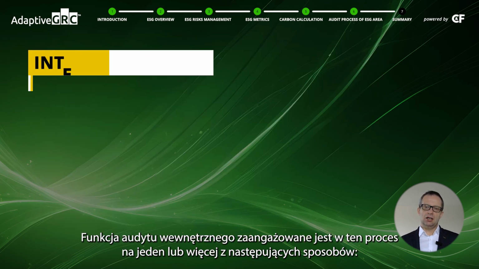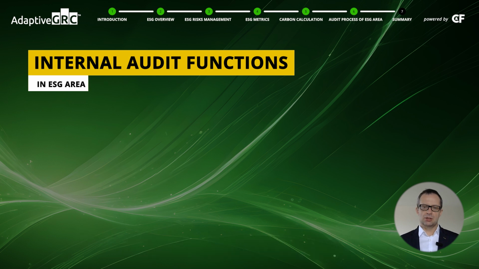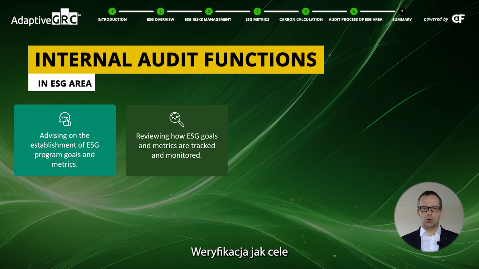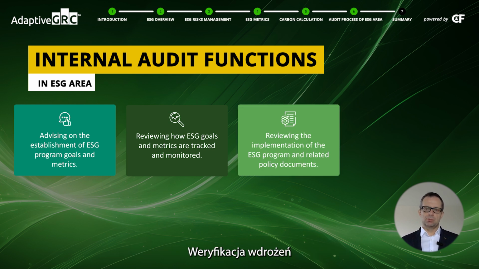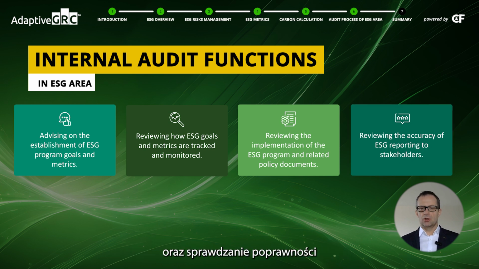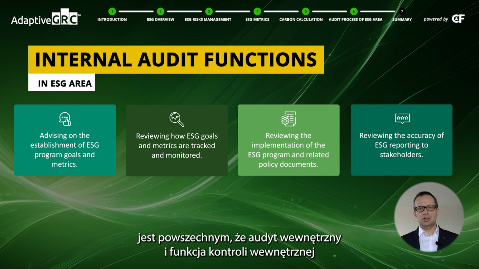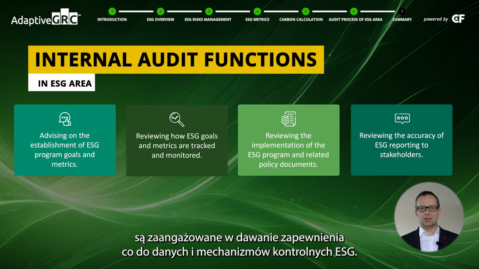Internal audit functions are involved in one or more of the following ways: advising on the establishment of ESG program goals and metrics, reviewing how ESG goals and metrics are tracked and monitored, reviewing the implementation of the ESG program and related policy documents, and reviewing the accuracy of ESG reporting to stakeholders. In organizations which are mature in their ESG journey, it is common for internal audit and internal controls functions to be involved in providing assurance over ESG data and controls.